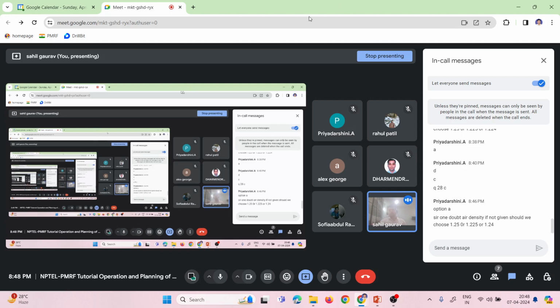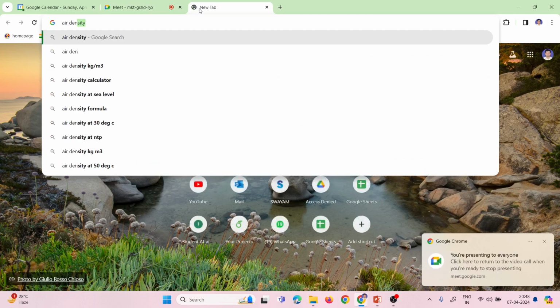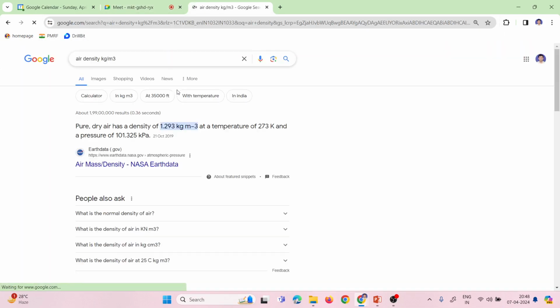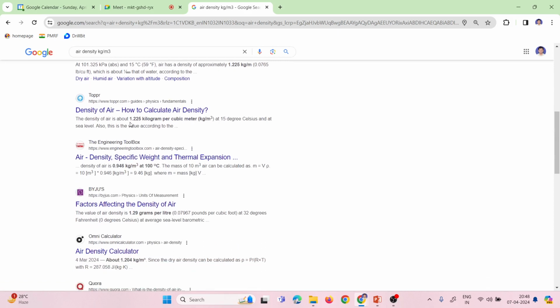So you can directly Google search what these values are. I would suggest you take 1.225. Yes, see this one. kg per meter cube, because I saw most of the places they have considered this.